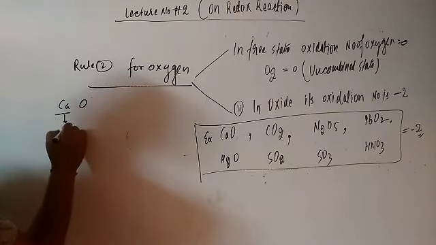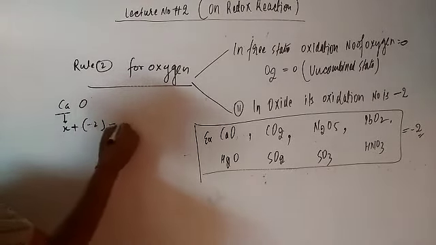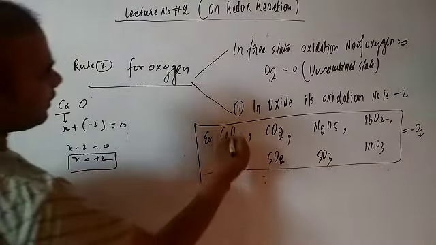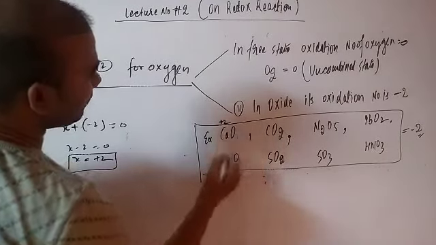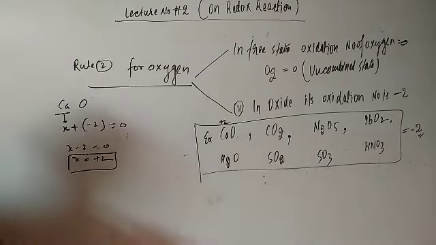So calcium is how much, student? X. Oxygen we are talking about -2 equal to 0. So X - 2 equal to 0. So X is equal to how much is coming, student? +2. So here calcium is coming to be +2. How is it coming to be +2, student? Because we have considered the oxidation number of oxygen as -2.